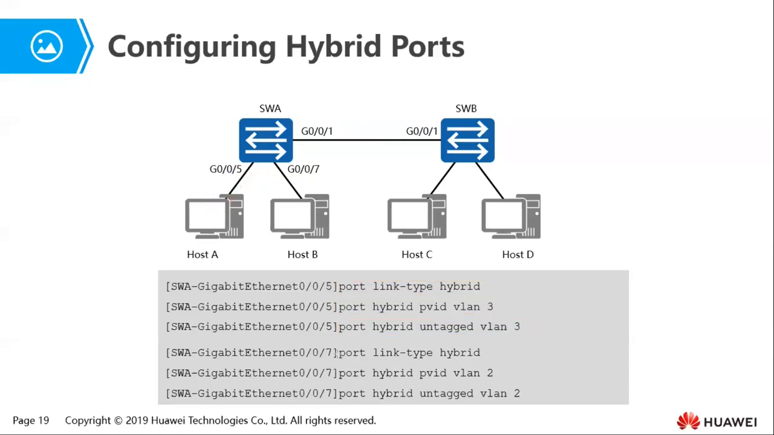Okay. So then we go to also this interface. We change it into hybrid port type. We add it to VLAN 2. Then we use the port hybrid untagged vlan 2 command to make sure that we untag it before sending it to host B.